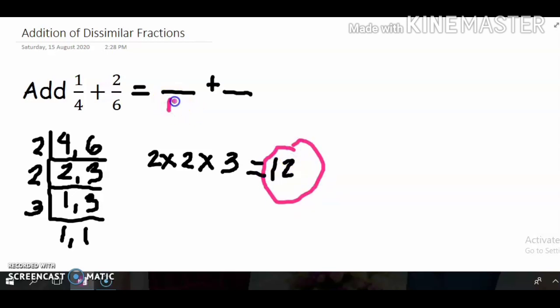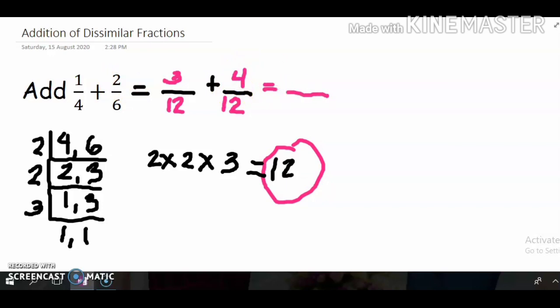Sulat natin sa ilalim. Ito na ang kanyang panibagong denominator. So to get the new numerator or to express the fraction into equivalent fraction, we're going to divide 12 by the denominator 4. Then the answer will be multiplied by 1. Again, 12 divided by 4 is 3. Times mo sa 1, the answer is 3. Okay, next, 12 divided mo sa 6 ay 2. Times 2, the answer is 4. So we now have the new numerators.